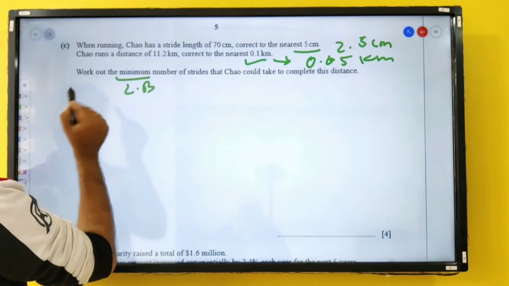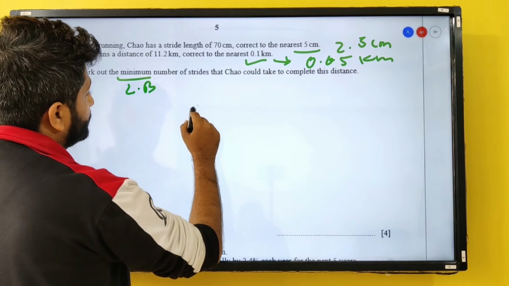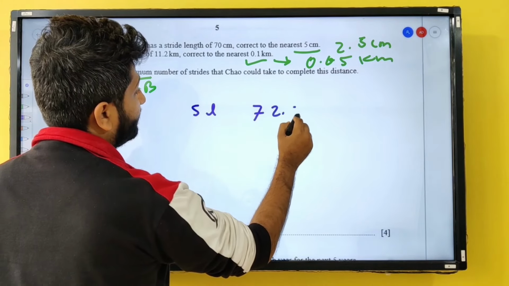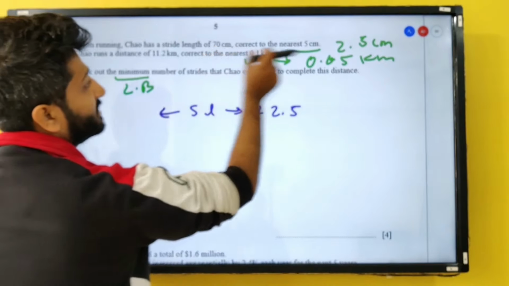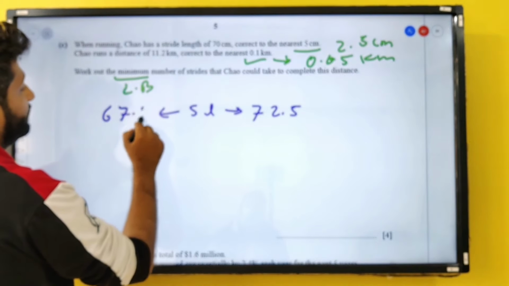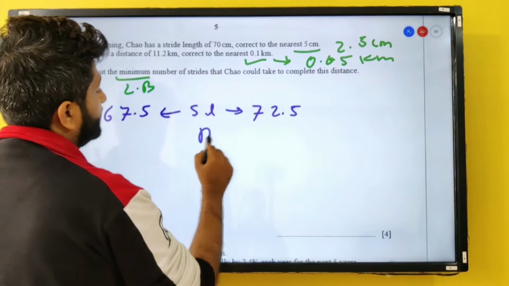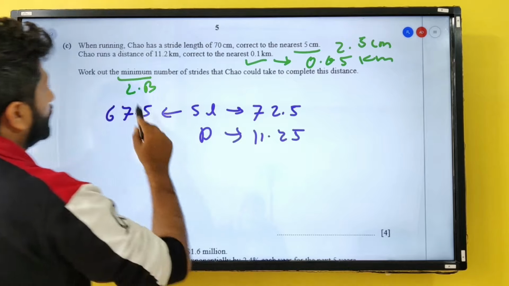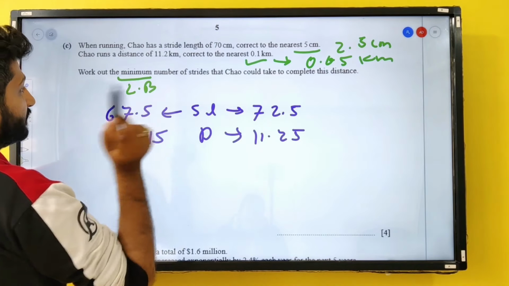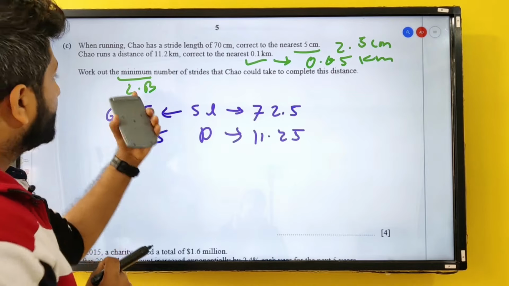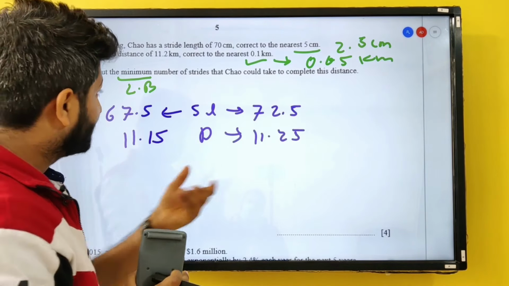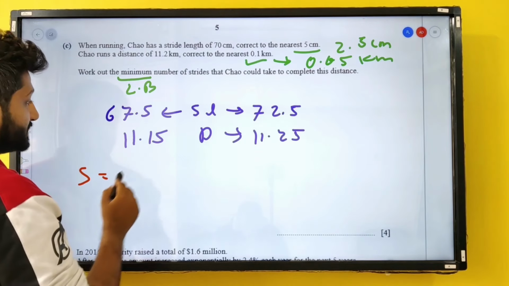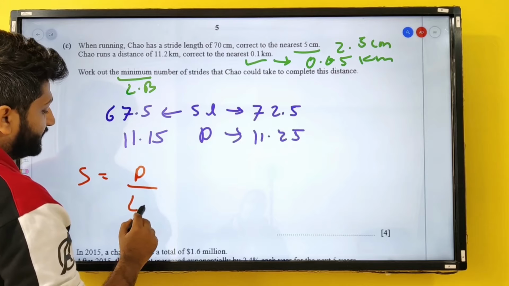Let me find the upper and lower bounds of the stride length. The upper bound is 72.5 and the lower bound is 70 minus 2.5, which is 67.5. The upper bound of the distance is 112.25 and the lower bound is 112.15. Now I am supposed to find the minimum number of strides. The strides is going to be distance divided by length of each stride.